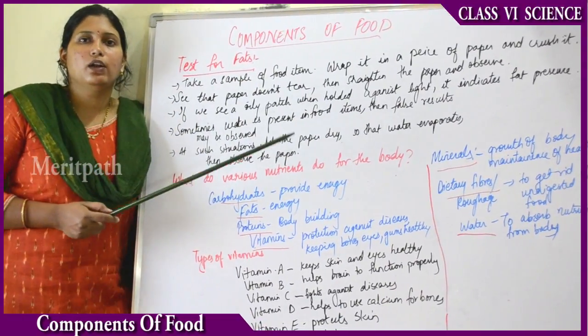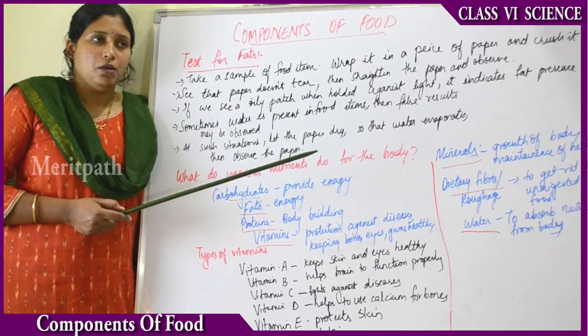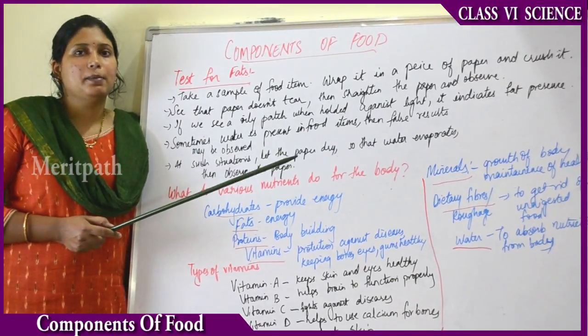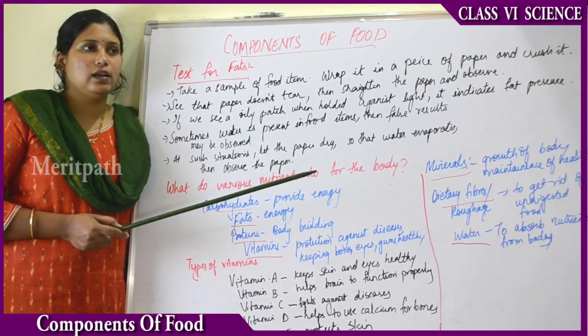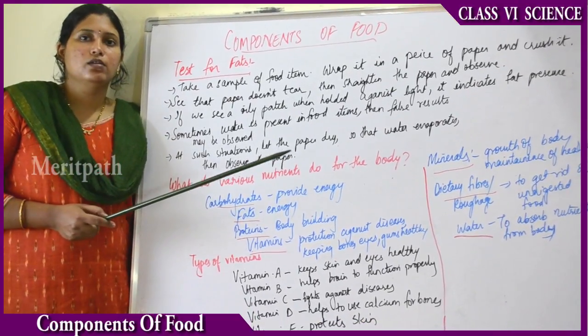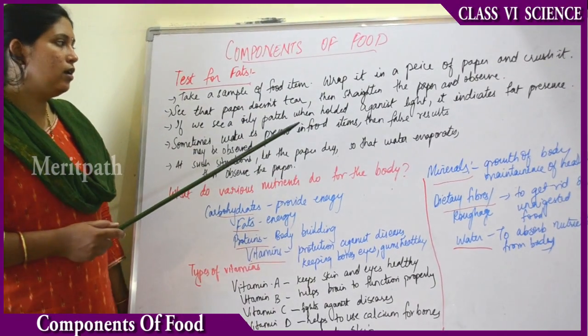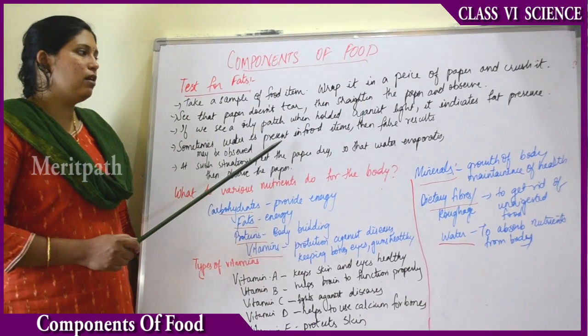But we should never drain these items on newspapers, because newspapers contain some ink which is not good for health. Newspapers are usually blackish in color, right? That is a type of ink, so that is not good for health. Then sometimes a false result will be observed.